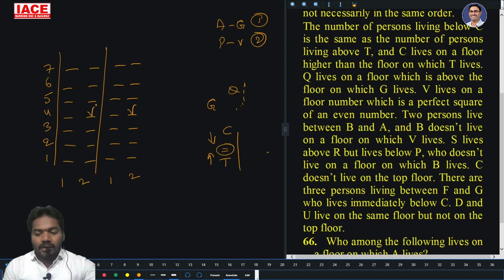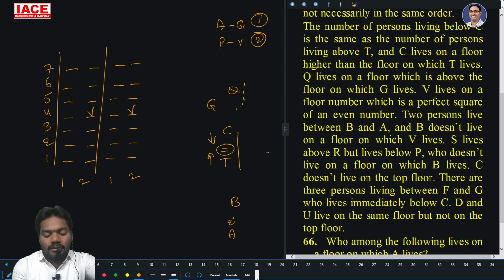Clear? Now 2 persons live between B and A, and B does not live on the same floor as V. S lives above R but below P. Like this, only these chances.